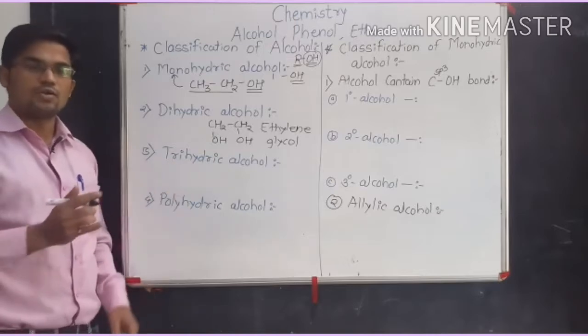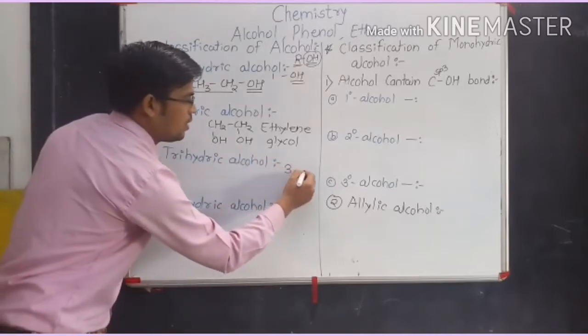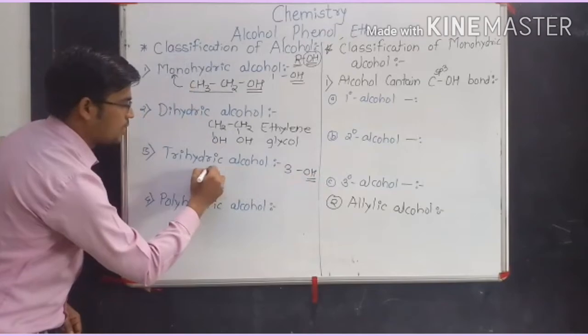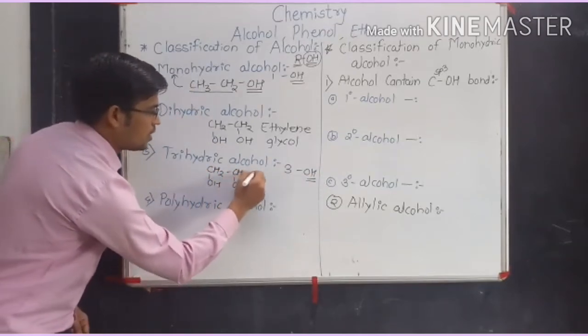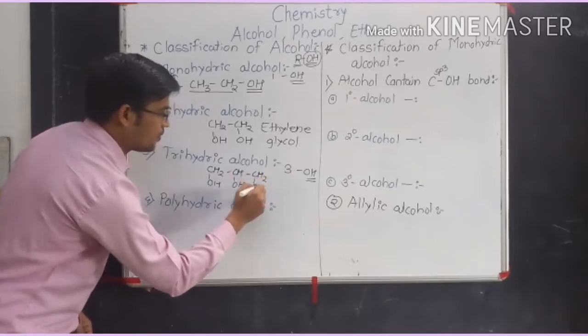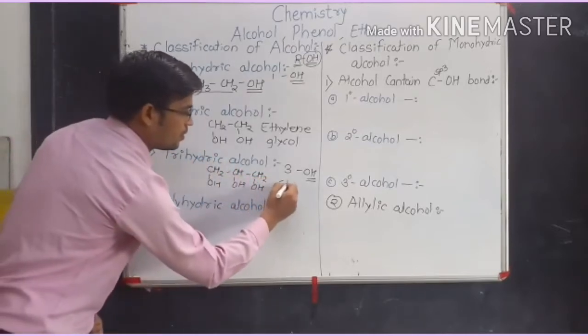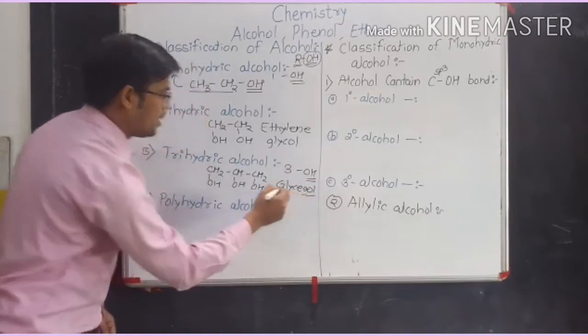Next one, trihydric alcohol, in which three OH groups are present. For example, CH2OH, CHOH and CH2OH is glycerol. This is an example of a trihydric alcohol.